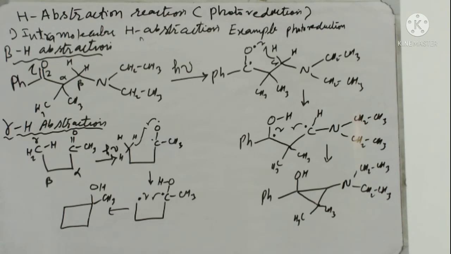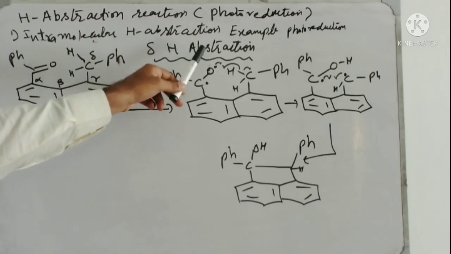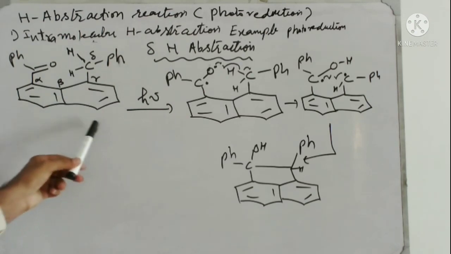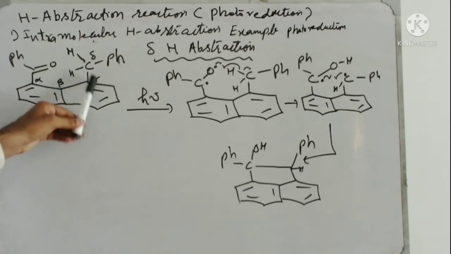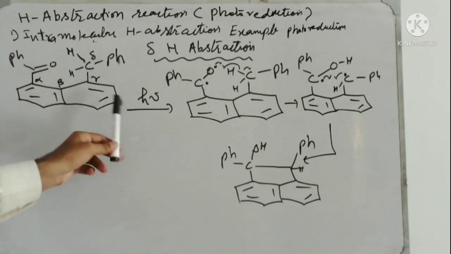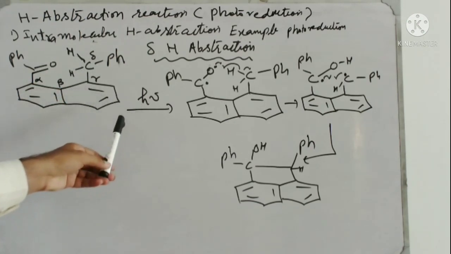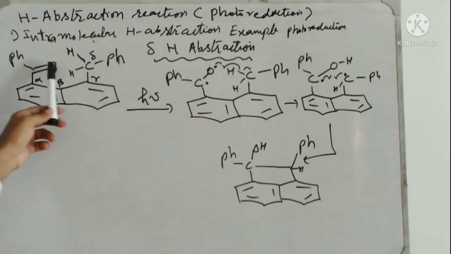We also discuss some more examples of intramolecular hydrogen abstraction. This is another example, of abstraction from the delta position. This is a carbonyl compound. Here, this is the carbonyl, this is the alpha carbon, this is beta, this is gamma, and this is the delta carbon. This delta carbon has a delta hydrogen. When this compound is photoirradiated in the presence of light, it forms an alkoxy radical.